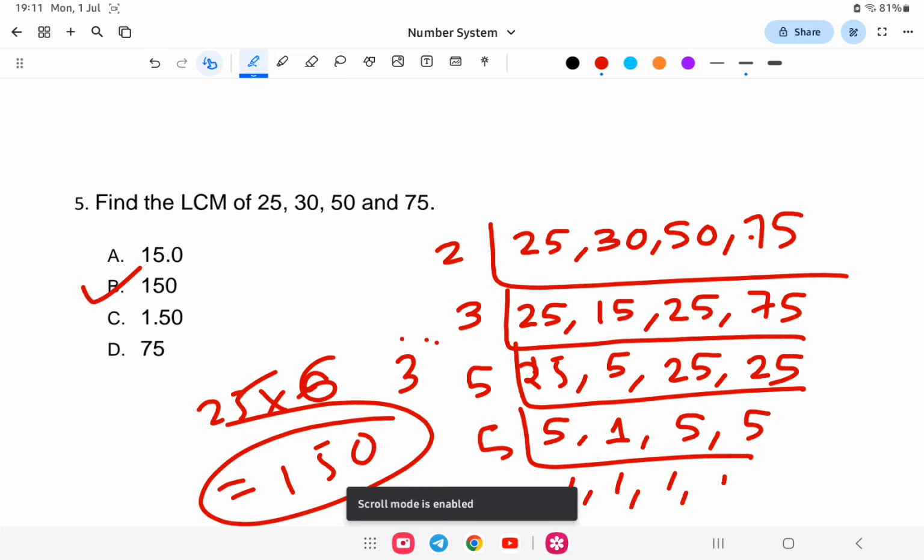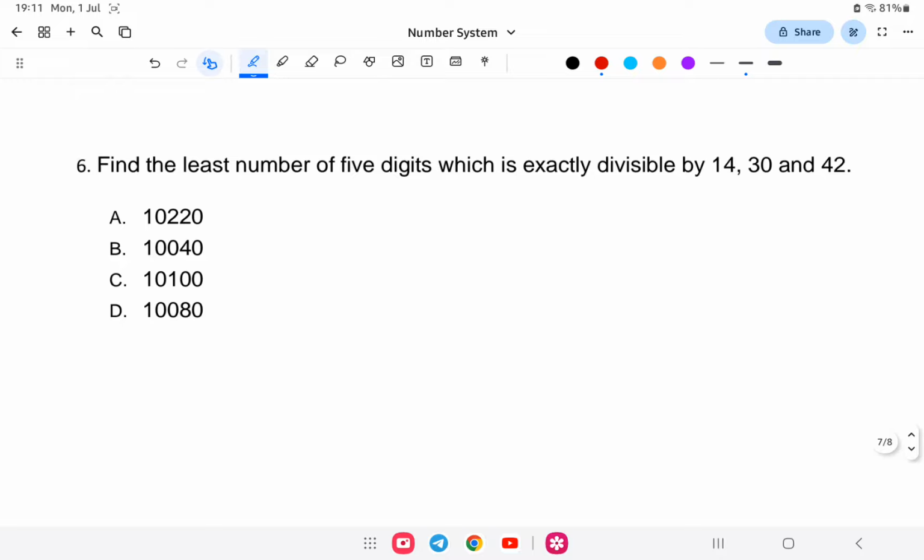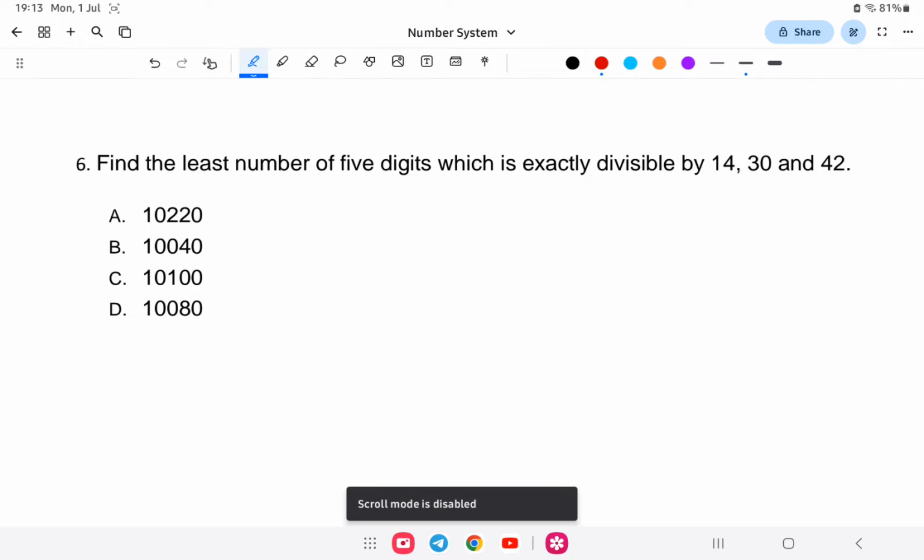So let us go to the next question. Find the least number of 5 digits which is exactly divisible by 14, 30 and 42. So let us start with the question. The least 5 digit number that is exactly divisible by 14, 30 or 42.